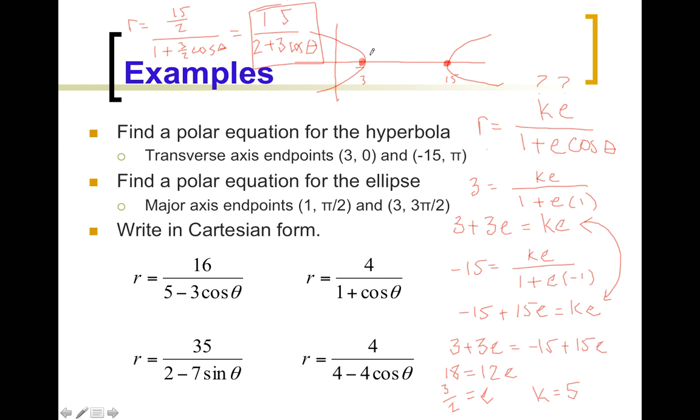All right, so notice what I did. All I did was I figured out where these points go, what my orientation is, what type of equation I'm going to use. I'm going to plug in my 2 thetas, solve for e, solve for k, plug it in, and there's your equation.